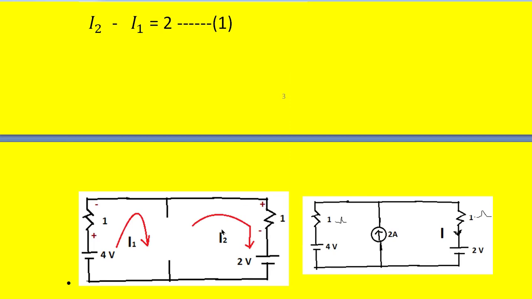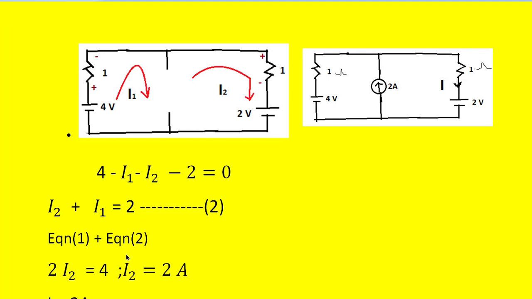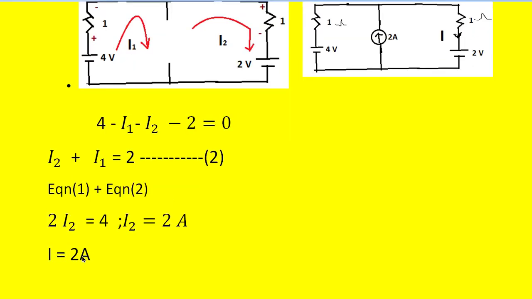We know equation 1, that is I2 minus I1 is equal to, and we know I2 plus I1, that is 2. Adding these two equations, I1 gets cancelled. So we get 2I2 is equal to 4, and from that I2 is nothing but 2 amperes. What was asked is the current flowing in the 2 volts voltage source branch, that is this, and this I is nothing but this I2. So we say I2 is equal to I is equal to 2 amperes.